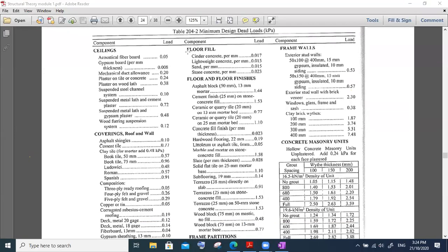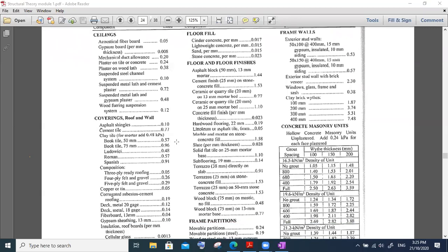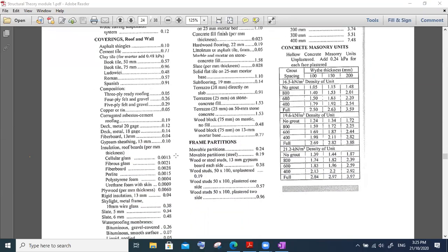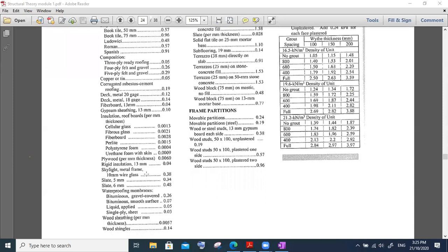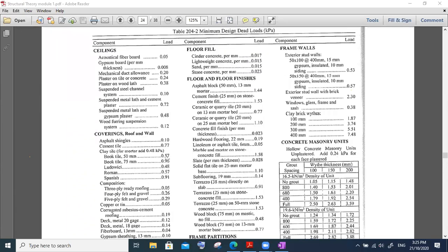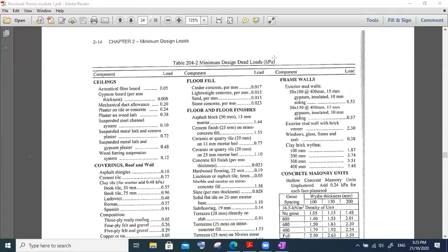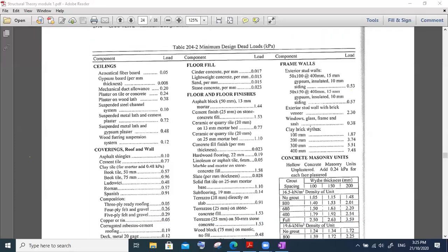So dito tayo titingin kung gagamit tayo ng, ayan. So kung plywood, so this would be the value. And our value is in kilopascal. So kapag bricks, pag bricks 100 mm, ito siya. Pag 200 mm, ito siya. So technically, titingin tayo dito sa table na to kapag nag-design tayo.